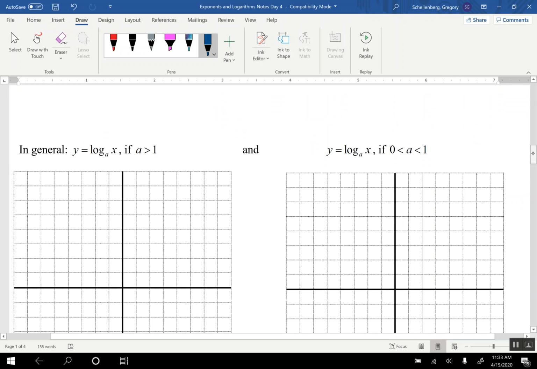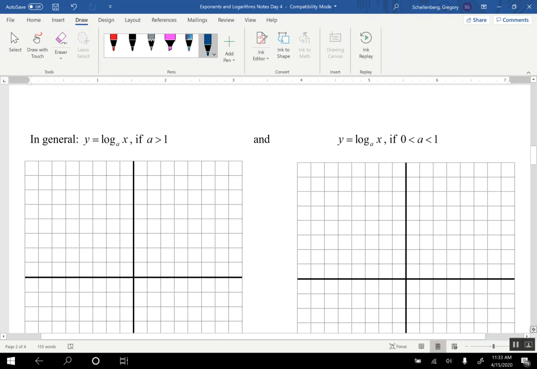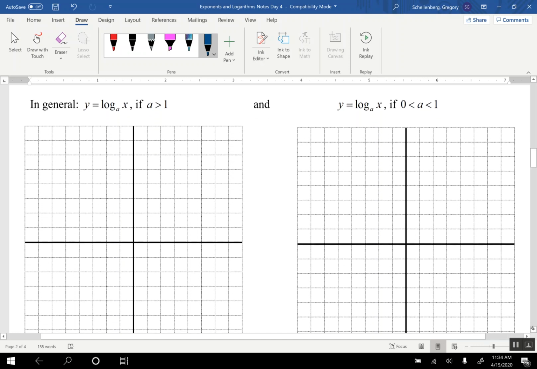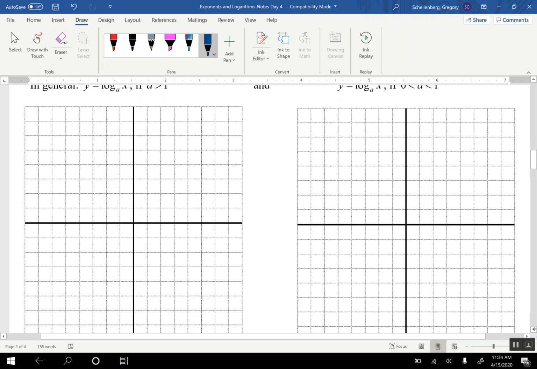Okay, so let's talk about some generalities here. So if we're looking at some function log base a of x, and a is greater than 1, so our base is greater than 1, our function is going to look something like this. And the example that we just did had a base of 2. So it's going to have an x-intercept of 1, and that is when we raise something to the power of 0, our outcome becomes 1.